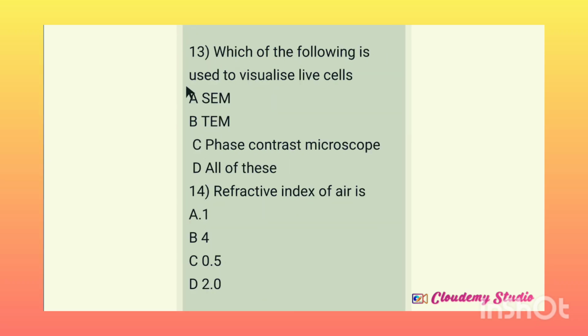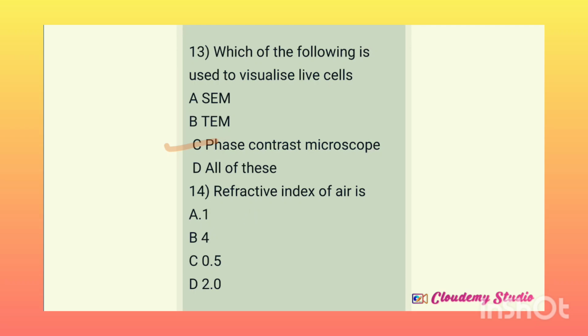Which of the following is used to visualize live cells? A option SEM, B option TEM, C option phase contrast microscopy, D all of these. What is the full form of SEM? SEM means scanning electron microscopy, and TEM is transmission electron microscopy. So here the answer to this MCQ is phase contrast microscopy. In phase contrast microscopy, live cells are observed and we can determine the accurate size of the different types of living cells.